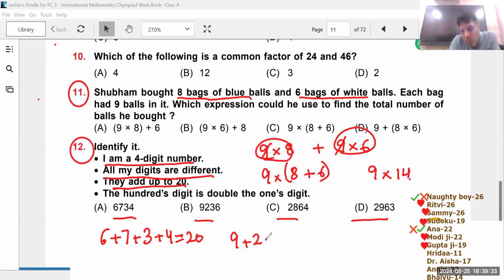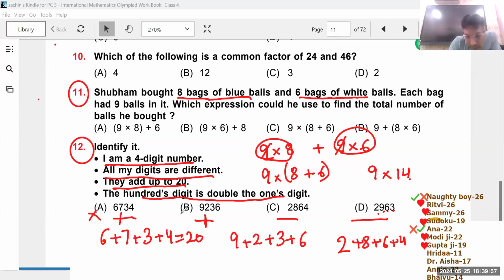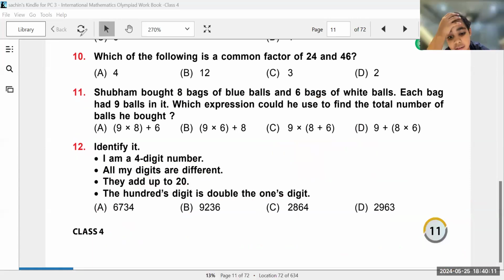9 plus 2 plus 3 plus 6 is also 20. 2 plus 8 plus 6 plus 4 is also 20. 2 plus 9 plus 6 plus 3 is also 20. My goodness, the hundreds digit is double the ones digit. Sir, hundreds digit is double of ones digit? Yes sir. Understood? Yes sir.